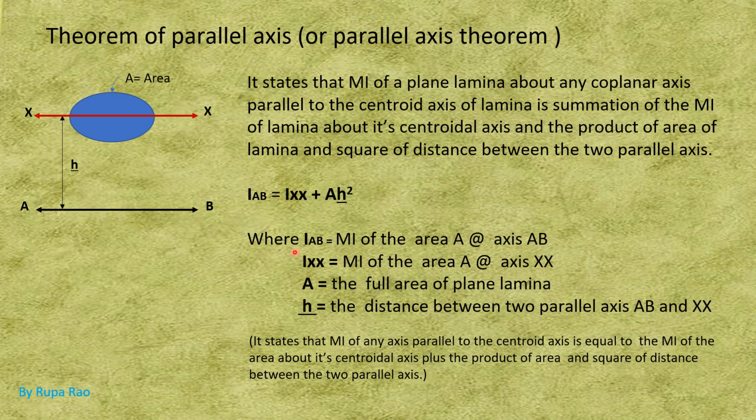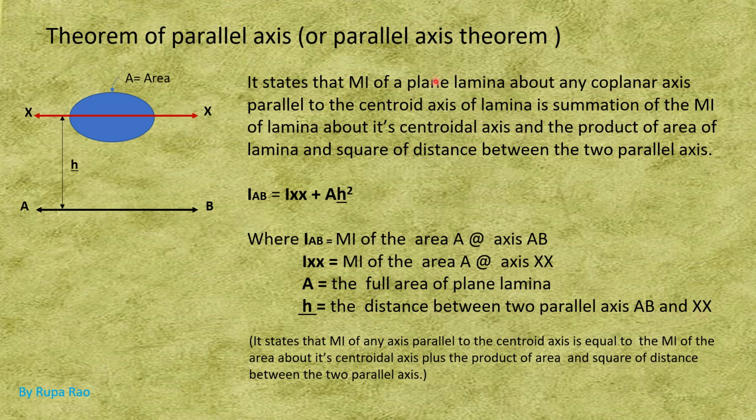Where IAB is the moment of inertia of area A about axis AB, IXX is the moment of inertia of area A about axis XX, A is the full area of the plane lamina, and this H is equal to the distance between the two parallel axes AB and XX.